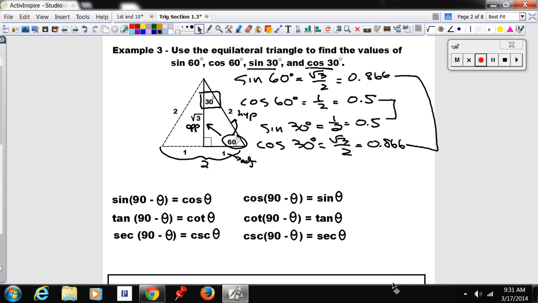So you can see that complementary angles are important. The sine of one will always equal the cosine of the other. The tangent of one will equal the cotangent of the other. The secant of one will equal the cosecant of the other. So those are the cofunctions, and complementary angles are very important there.